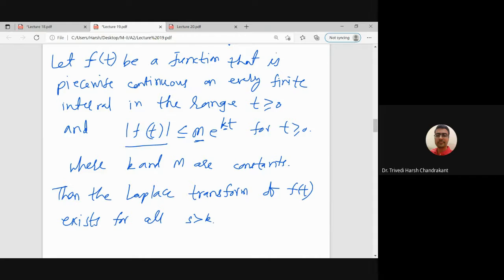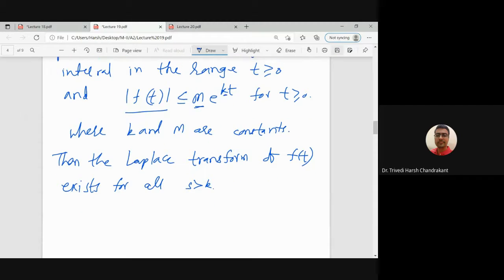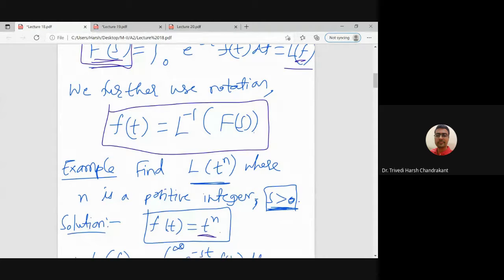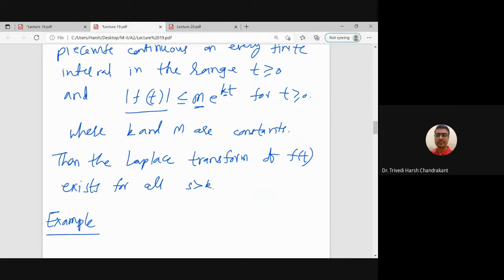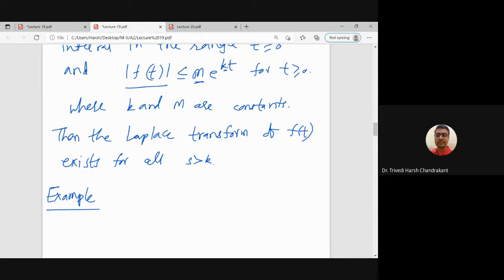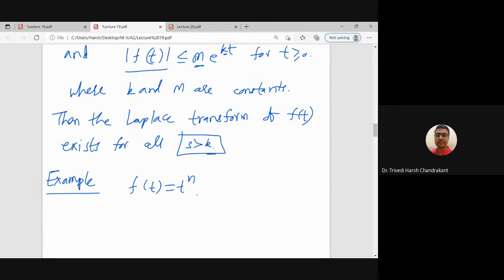Right. So the simple example which we discussed, the first example, that is the t^n function. So let me go to that example. We found that the Laplace transform of t^n exists, right? So what does that mean? That means that for which values of k, if we take f(t) equal to t^n, for which values of k is the Laplace transform of t^n convergent.